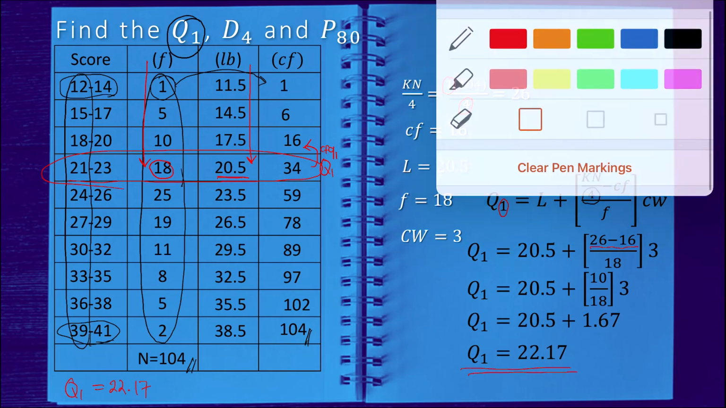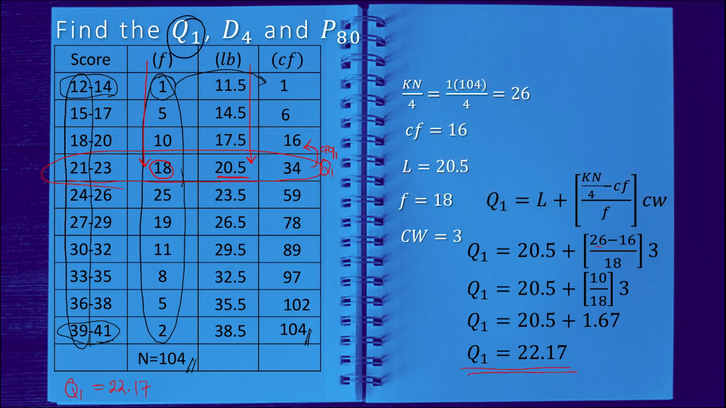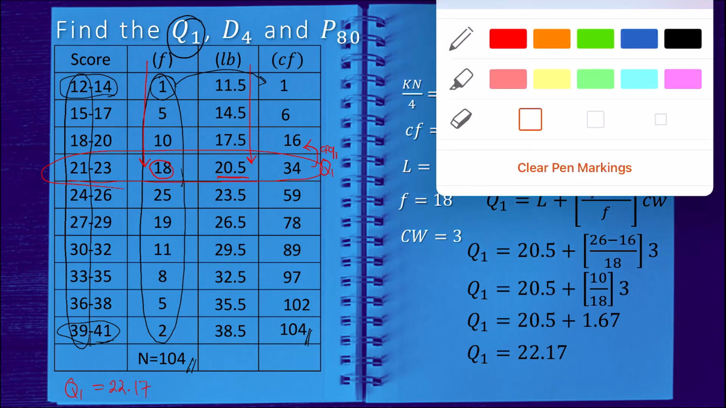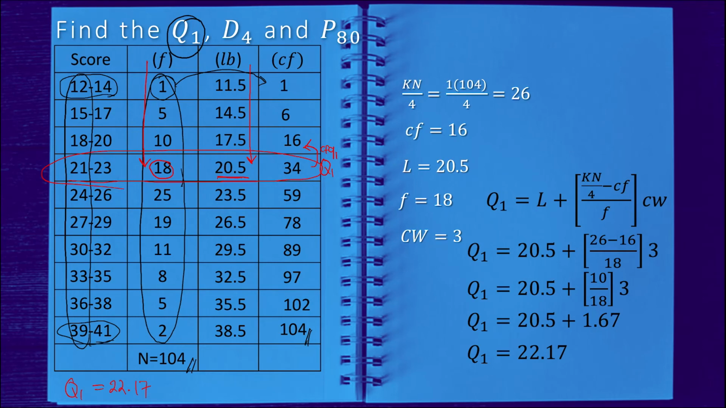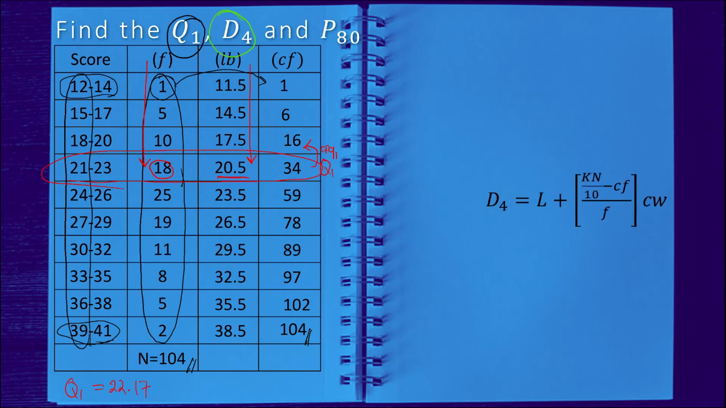Next, burahin natin lahat ng nakasulat dito sa right side. And then, palitan natin yung kulay ng aking ballpen. Gawin natin green. Now, ang sunod natin na hinahanap daw is the value of D sub 4. Next natin is D sub 4. And D sub 4, mapapalitan po yung value ng I, magiging 10. At yung K natin, mapapalitan din, which is 4, kasi yun po yung hinahanap.